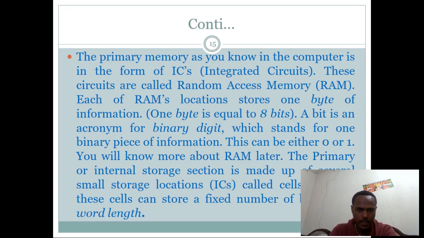The primary memory in a computer system is found in the form of integrated circuits. These circuits are called random access memory. Each RAM location stores 1 byte of information, and it is obvious that 1 byte is equal to 8 bits. The primary or internal storage section is made up of several small storage locations or ICs called cells. Each of these cells can store a fixed number of bits called word length.